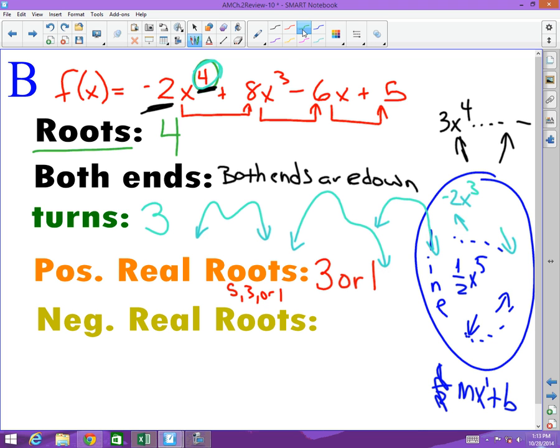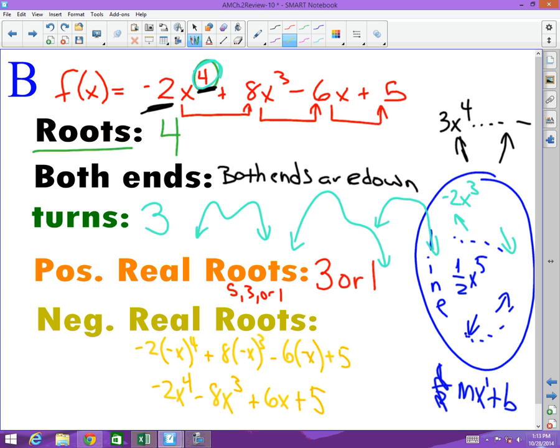For the negative real roots, you need to substitute a negative x into the function, so you get negative 2 times the negative x to the 4th plus 8 times the negative x to the 3rd minus 6 times the negative x plus 5. And so a negative x to the 4th is x to the 4th times a negative 2, which is negative 2x to the 4th. Negative x to the 3rd times 8 is negative 8x cubed, and a negative times a negative is a positive 6x plus 5.